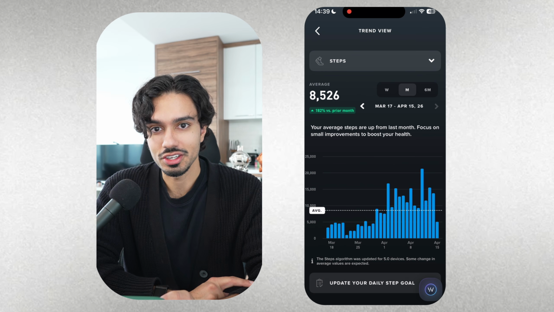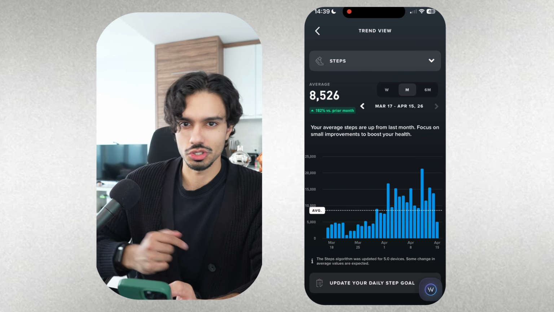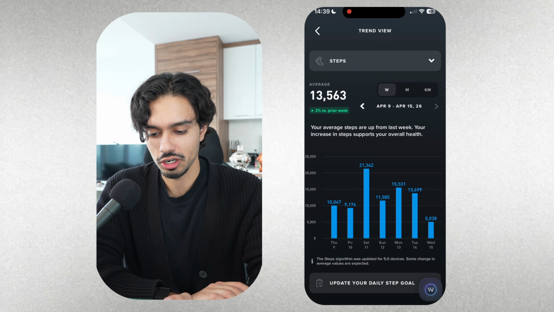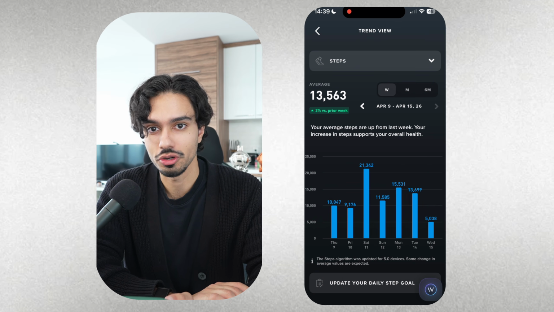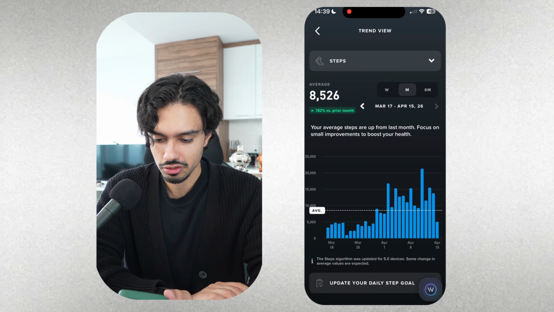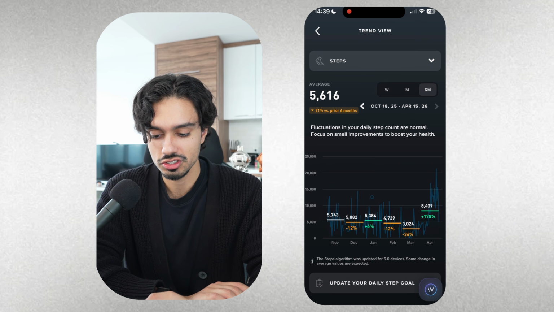Steps is something I'm really pushing myself on. So I bought a walking pad, which you can't see here, but I'll make another video on it in the future. But steps are something that I really care about. So in the last week, I'm averaging 13.5K steps per day. So you can see my range over here. For the month, I'm at 8.5, and you can see the trend going up, right?